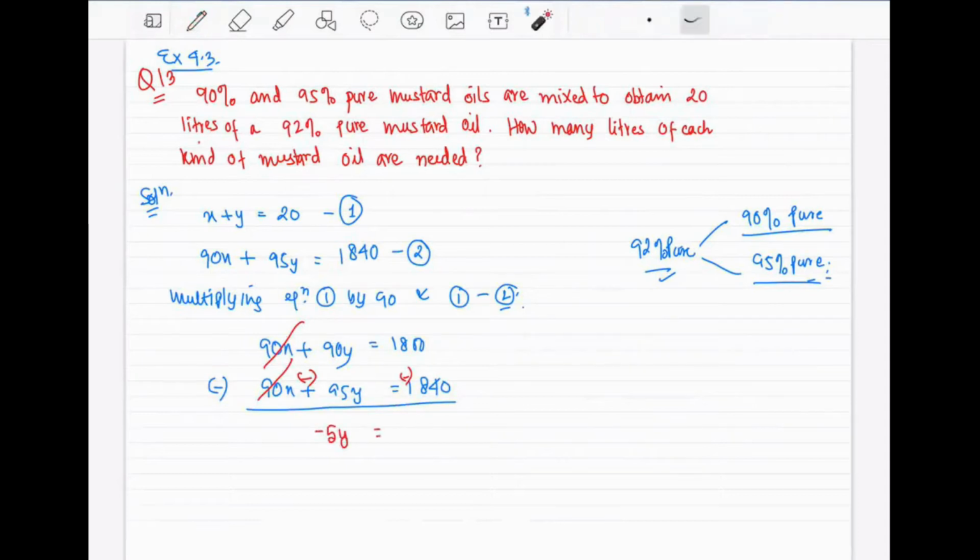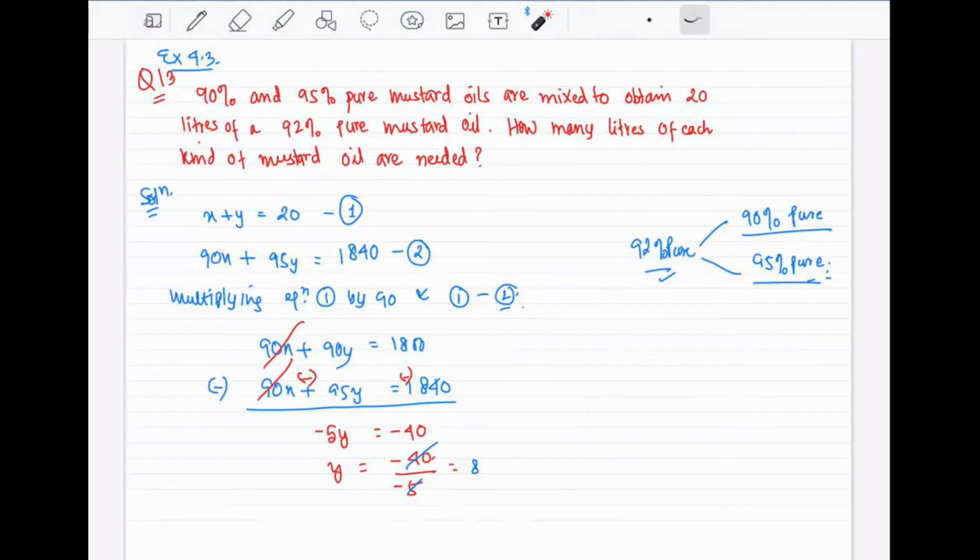What about the remaining? We're subtracting 1800 and 1840 because of the minus sign. So 1800 minus 1840, you subtract them, we get minus 40. Cancel the minus and minus sign. Just y is equal to minus 40 divided by minus 5. We're cancelling the minus sign. 5 and 40, if I cancel them out, I'm going to get 8. 5 8s are 40, right? So we have obtained y as 8.